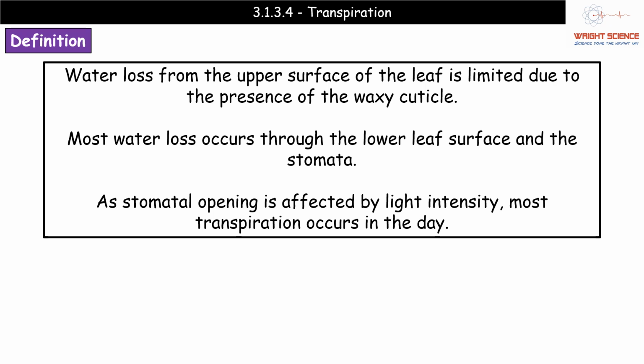Hopefully we do remember from our GCSE and the work we've done in class that what we're looking at with those stomata are little pores controlled by the guard cells that surround them, and the number of stomata that open will be affected by light intensity. So what we actually find is that because high light intensity leads to more stomata being open, then we get more transpiration happening during the day when obviously it's light.